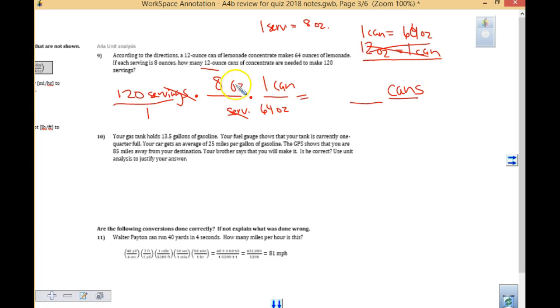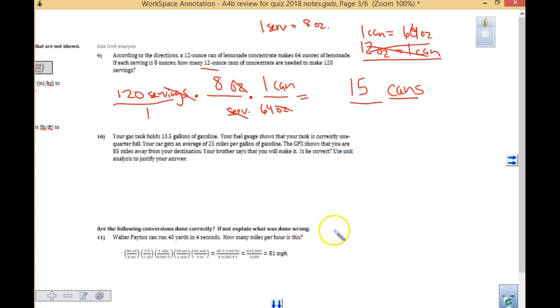So you've got to make sure you're also looking at the information. Is my answer now going to be in this case can or cans? Yes. So we are taking 120 times 8 divided by 64. Okay. Should have come up with 15.